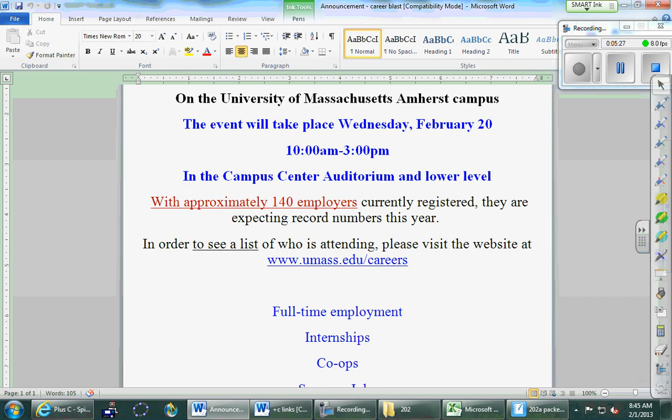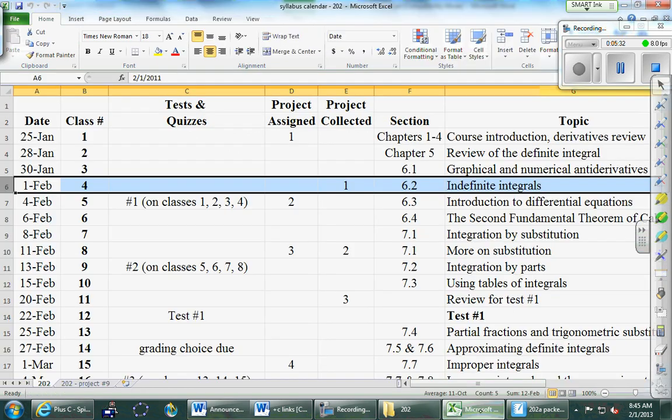Okay, so the next thing we'll do is take a look at the calendar, and then we'll dive in and start doing some math. So the calendar here, today, February 1st, it is our fourth class, although we missed class number 3. Project number 1 is due, so hopefully it's in the folders right now. If you don't have project 1 yet, I do accept them late, but there are penalties associated with turning the project in late.